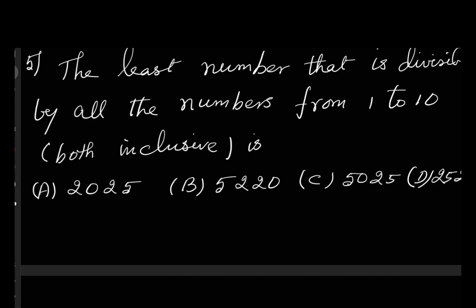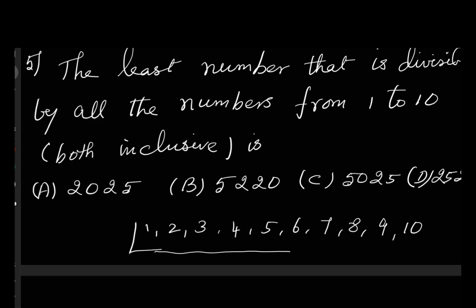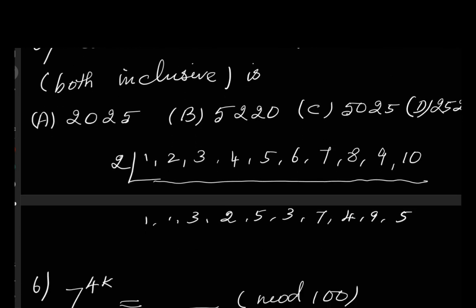Least number, that is LCM of the numbers 1, 2, 3, 4, 5, 6, 7, 8, 9, 10, up to 10. So you find the LCM of these numbers. So what is the LCM of these natural numbers 1 to 10? First I divide by 2. So it goes here 1 time. 3, 2 2s are 4, 5. 3 2s are 6, 7. 4 2s are 8, 9. 5 2s are 10.